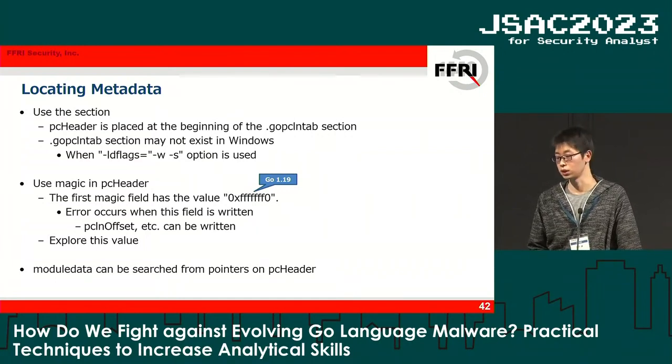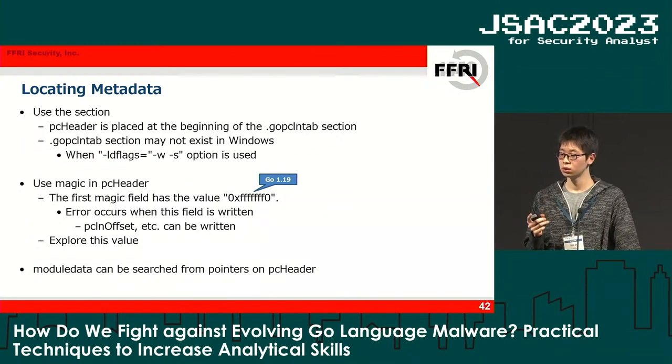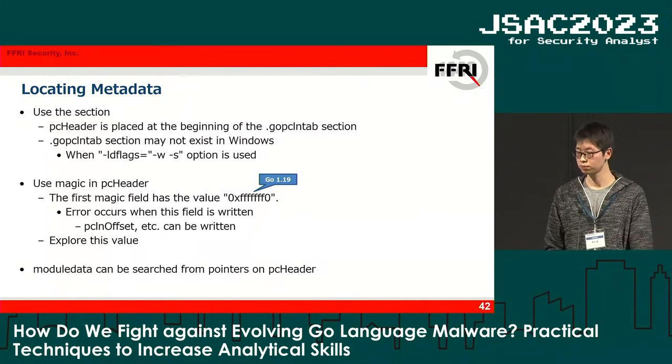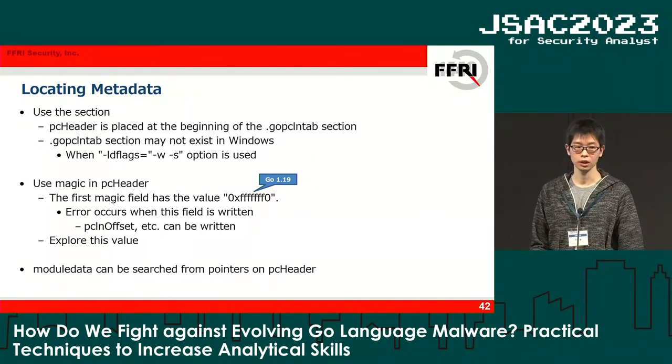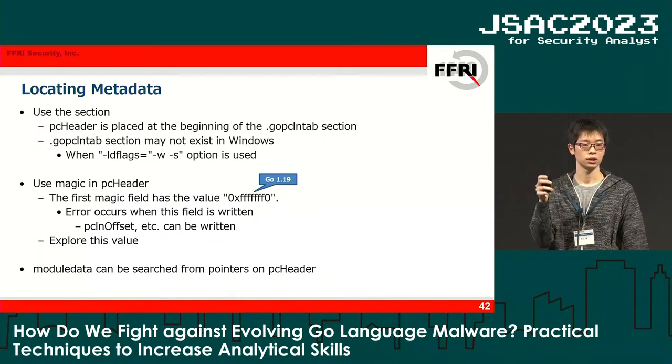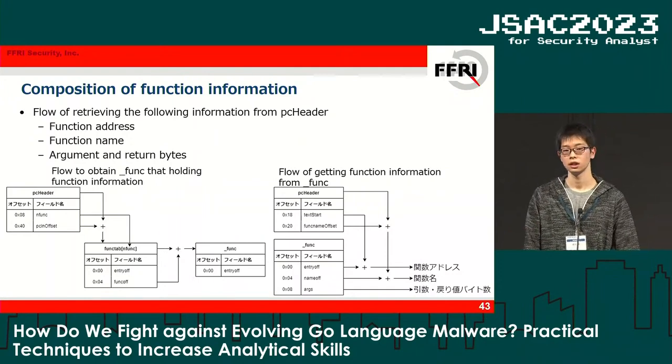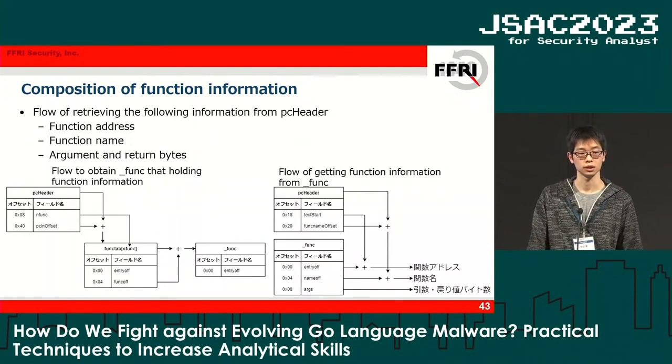Within the binary, where is it located? There are two ways of finding it. One is using the section: there's a PC header in the section, so by looking for this section, you'll be able to find the PC header. The other one is to use the magic. In the PC header, there is a fixed value. By looking for this fixed value, you'll be able to get the PC header. And the module data retains the PC header pointer, so you can search for the address. This way you can locate the place and know the management information and be able to get the data next.